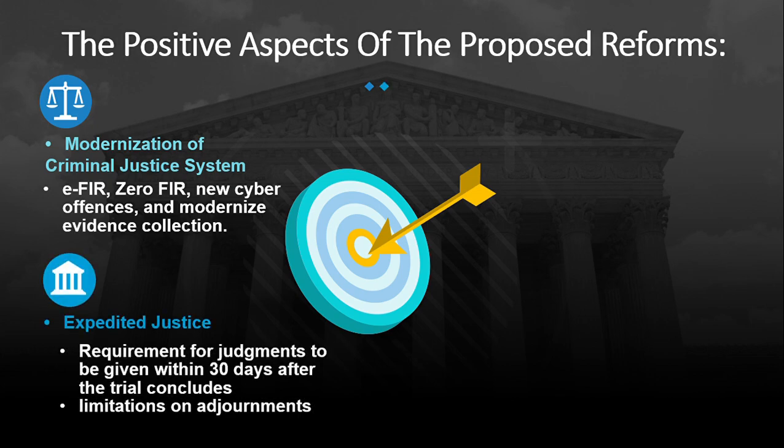And then expedited justice. That is the requirement of the judgment to be given within 30 days after the trial concludes. So after the trial has been concluded and all the arguments have been made, the judge can't adjourn the case for more than 30 days. And there is a limitation on adjournments. A court cannot keep on adjourning a case for a long time.